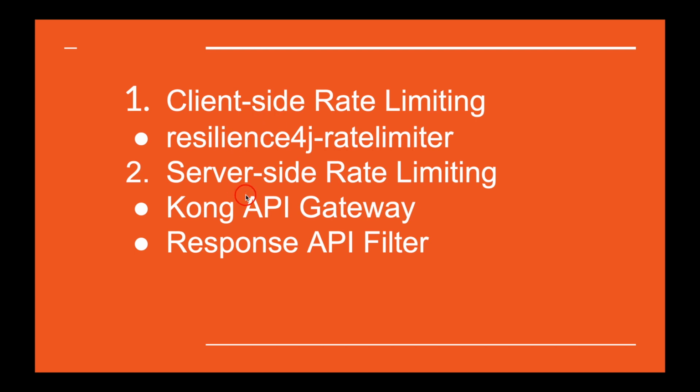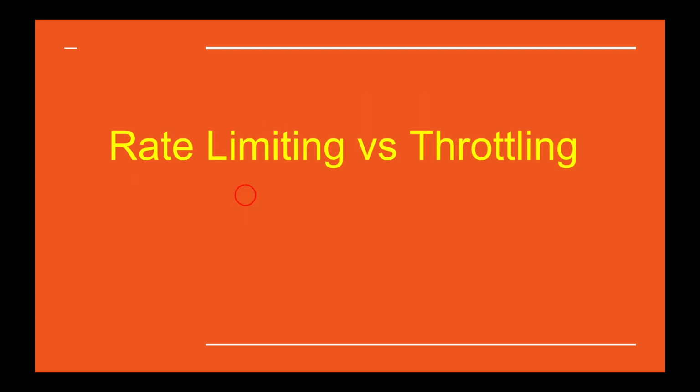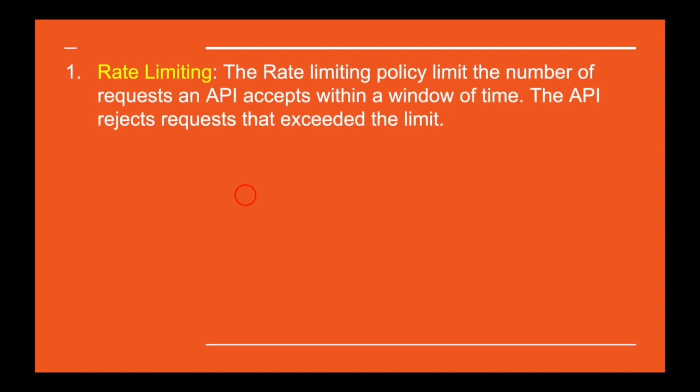The next one is rate limiting versus throttling. The difference between rate limiting and throttling is this: the rate limiting policy limits the number of requests an API accepts within a window of time. After that, the API will reject the requests that exceed that limit.